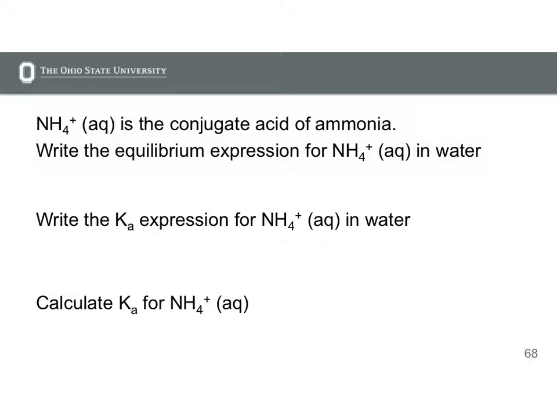We're going to skip this. This is basically doing the same thing: writing the expression for ammonium, writing the Ka, and then calculating the Ka. You do need to know that the Kb for ammonia is 1.8 times 10 to the minus 5. Coincidentally, very similar to acetate.